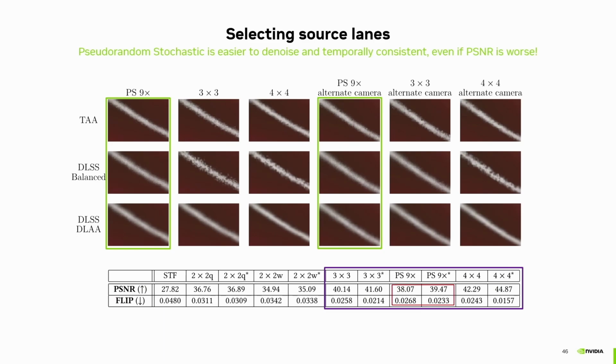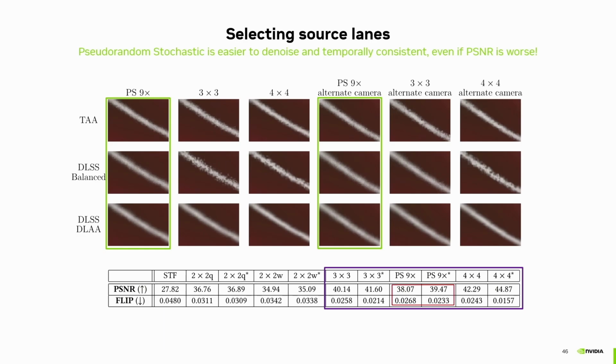We decorrelated those pixels. We have different masks for next time frames. They are also decorrelated across time. And it means that even vanilla TAA is able to successfully denoise this result. And this is all despite this method having worse PSNR than 3x3 or 4x4 regular grids.